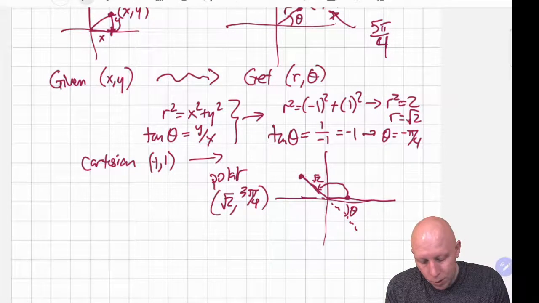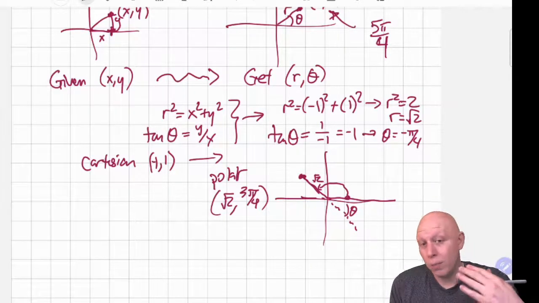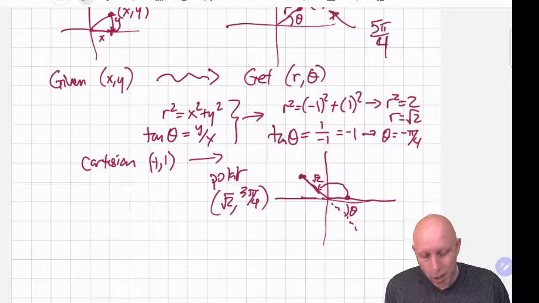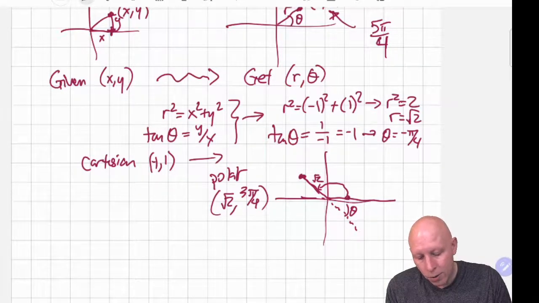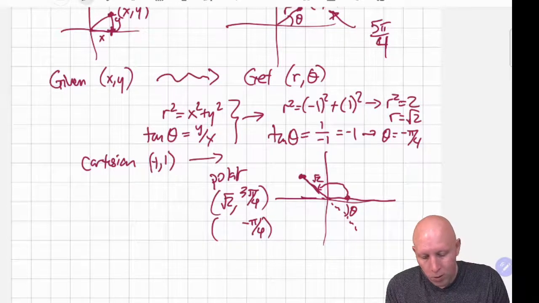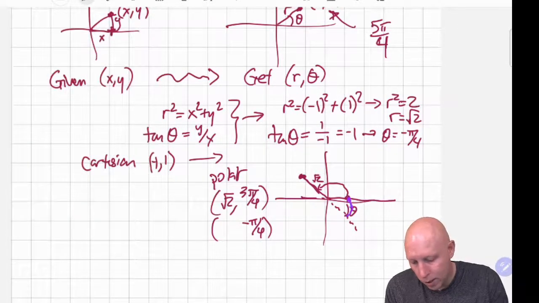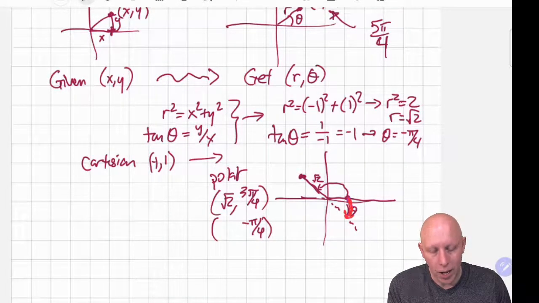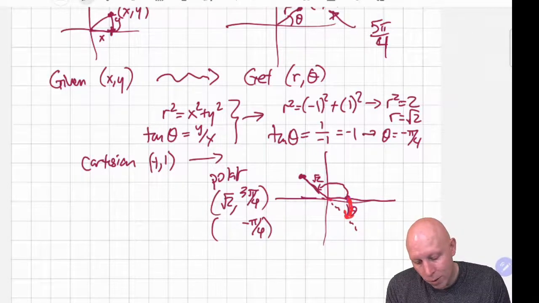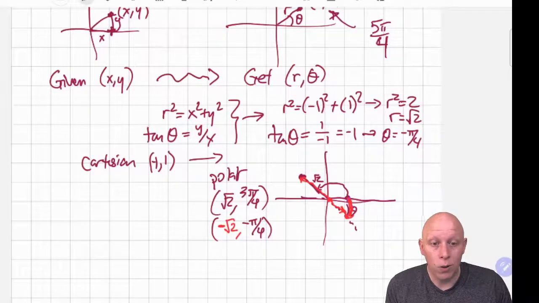But as you learned in the other video, every point in polar coordinates has multiple ways to write it. If we wanted to use this negative pi over 4 as our angle, we would travel the negative pi over 4 angle, then from the origin, instead this direction is positive, so this would be negative root 2. So negative root 2, negative pi over 4 is another way to write this in polar coordinates.